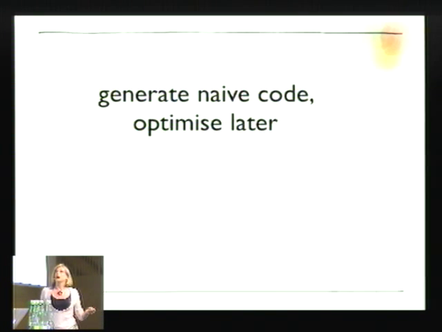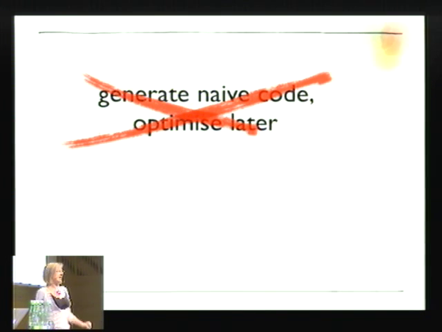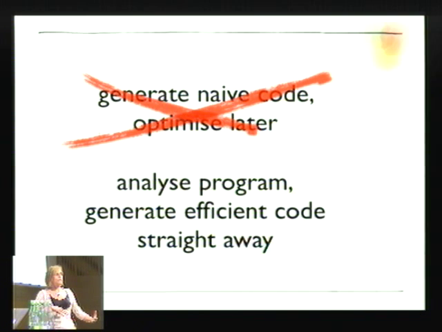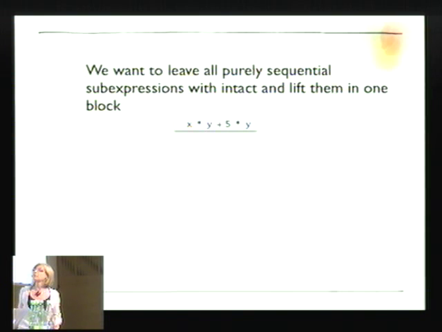And our first approach, to generate naive code and then try to fix it later by using optimizations like Fusion, only helped so much. It doesn't really result in sufficiently efficient code. So the other way would be: let's spend some time analyzing the program and produce more efficient code straight away.